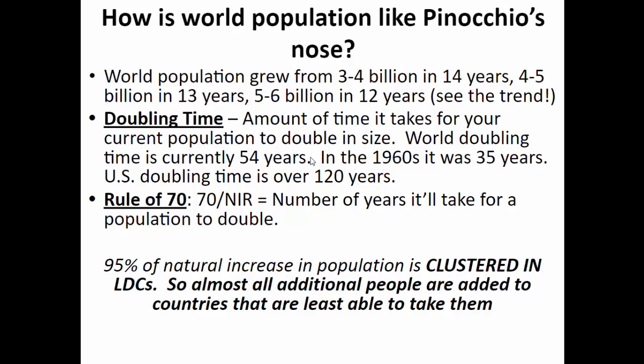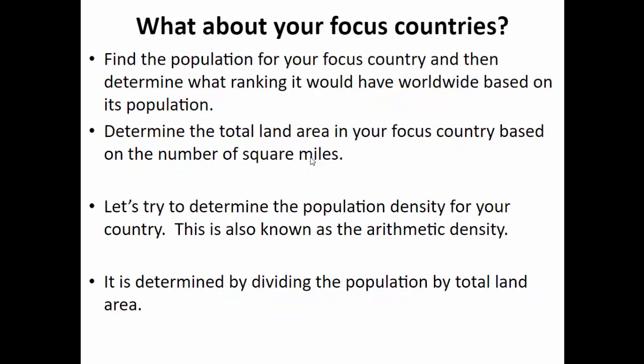Now, 95% of all of the population growth worldwide is clustered in LDCs. 95%. So again, only 5% is happening in the developed places, in the wealthiest places, the places that are most able to provide for that growth. The remaining 95% is happening in developing places where those countries are already struggling to meet the needs of their current residents.